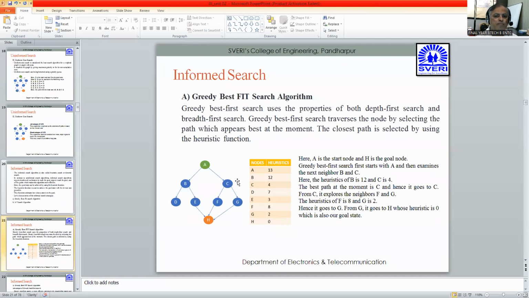It uses the properties of both depth first search and breadth first search. Again, we have seen different properties of the search algorithms. Out of these, it is going to take the properties of two search strategies used in the uninformed search, that is depth first and breadth first. Greedy best first search traverses the node by selecting the path which appears best at the moment. The closest path is selected by using the heuristic function.